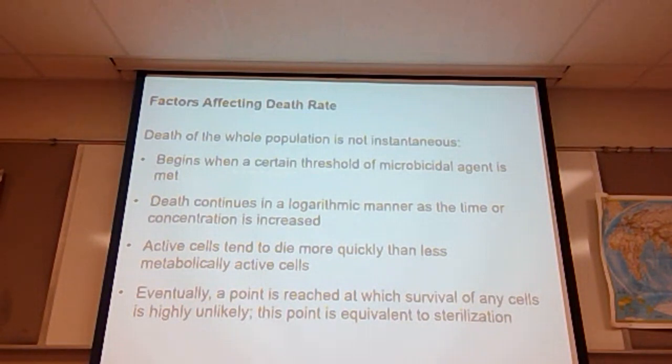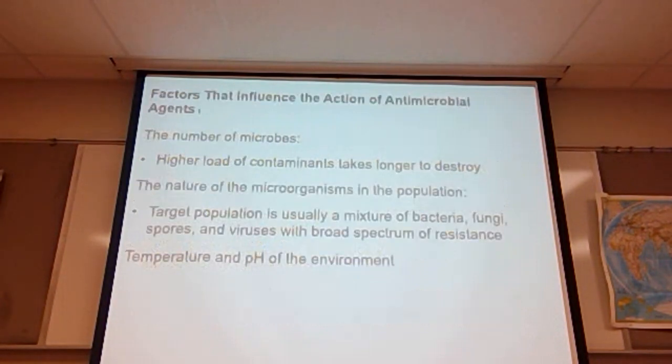So it begins when a certain number of those agents have died, the death rate. That death rate will then continue in a logarithmic manner. You'll remember our idea from a few chapters ago about that standard bacterial growth curve, and you saw the death phase where the number started to fall rather rapidly. That's the logarithmic manner.